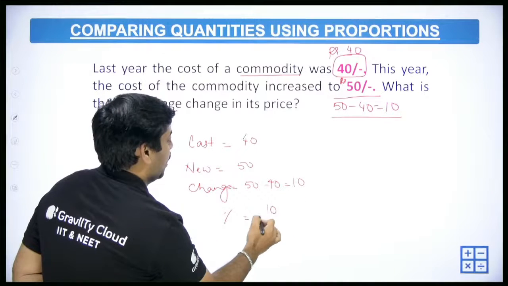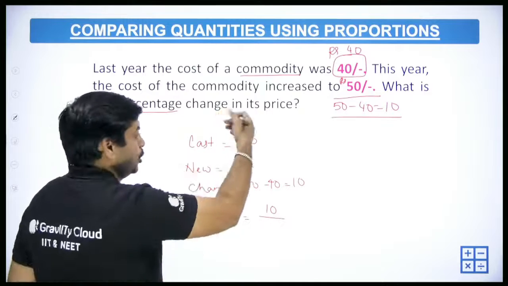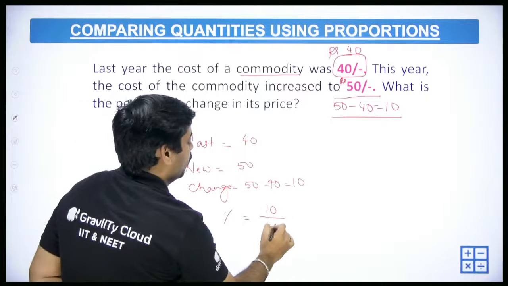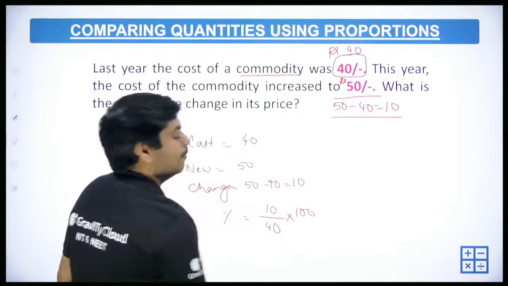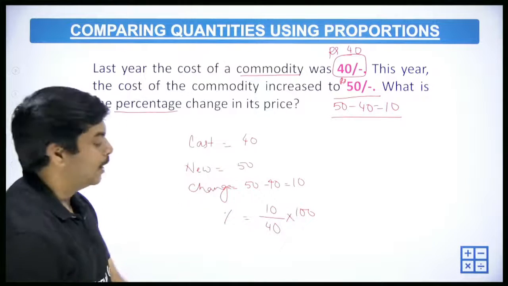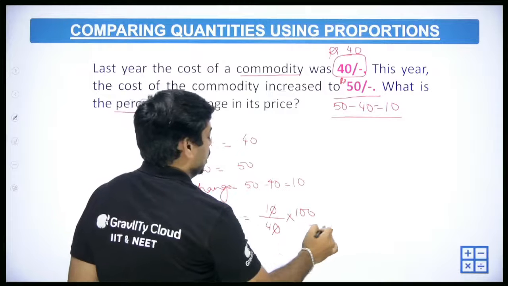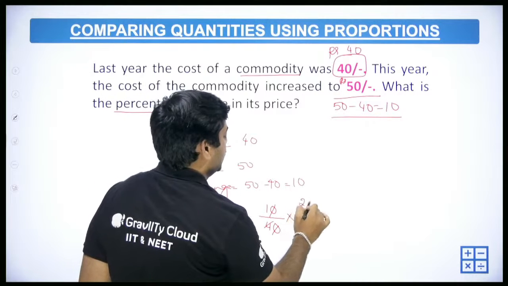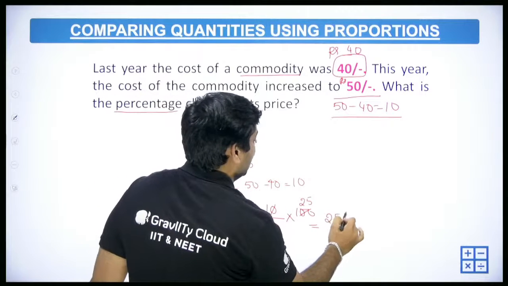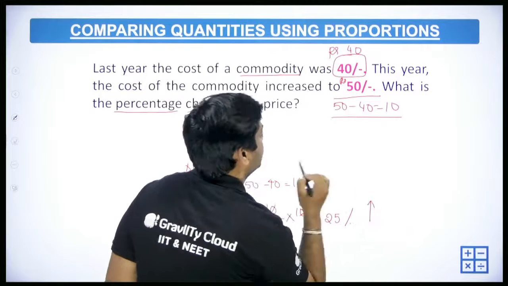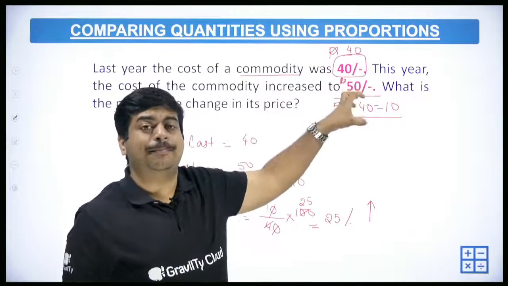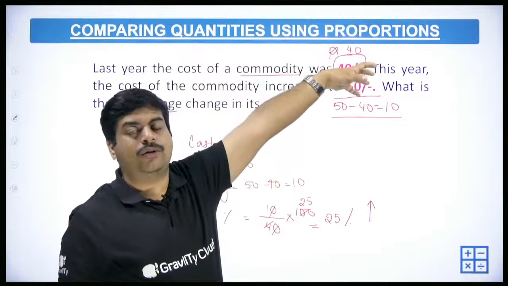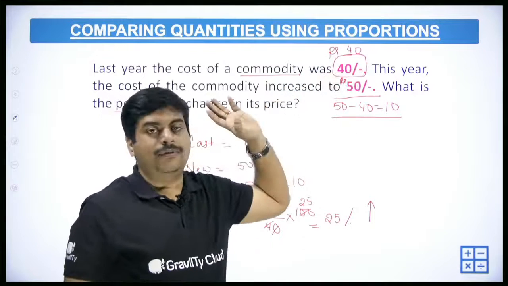The change is 10 by what the actual cost used to be before, which is 40. So 10 by 40, and that into 100, per every 100. So we multiply that with 100 percentage. The 0 and 0 get cancelled. 4 ones are 4, and 4 25s are 100. So the cost of the product is increased by 25%. From 40 rupees, it got increased by 25% of that 40 rupees, and we are getting 50 rupees.